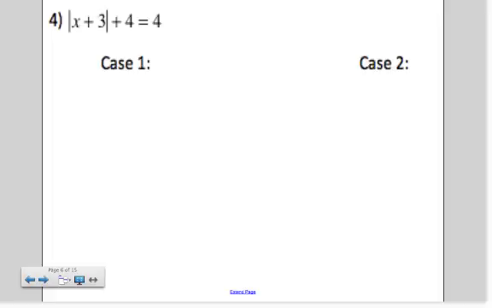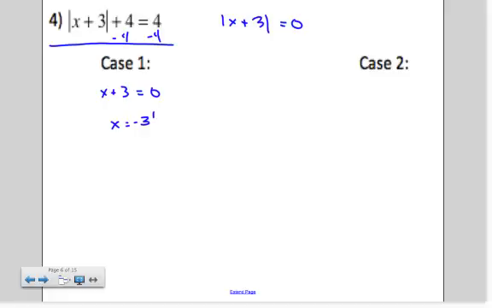All right, here we go again. Why don't you pause the video and try to solve it? If we're going to subtract 4, we have to get the absolute value bars by themselves. So the absolute value of x plus 3 equals 0. Let's pretend that x plus 3 is positive. So x plus 3 equals 0, which means x equals -3.